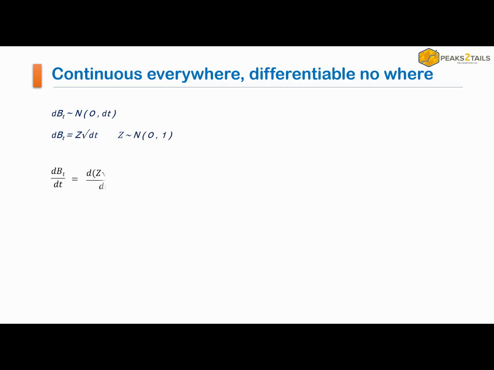Now dB by dt, we can write by replacing dBt with z square root of dt, and that has an order of 1 by square root of dt, because z is a finite number, which is random but finite. So we get an order of 1 by square root of dt. Now as dt tends to 0, this whole thing tends to infinity. So the slope is undefined. So even if Brownian motion is continuous everywhere, it is not differentiable. So dB by dt is meaningless.